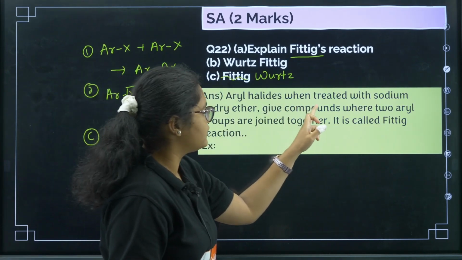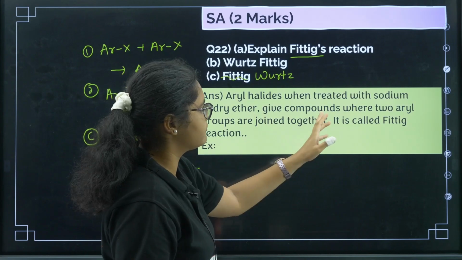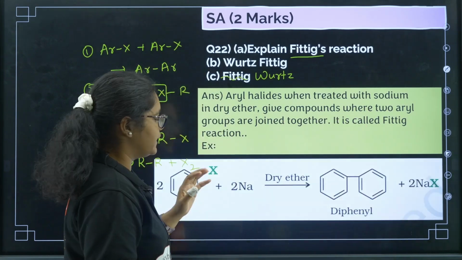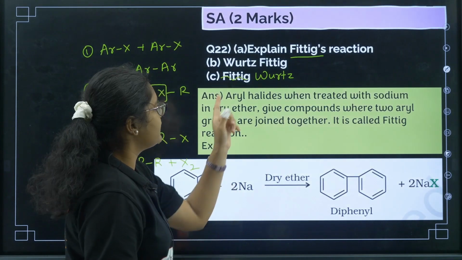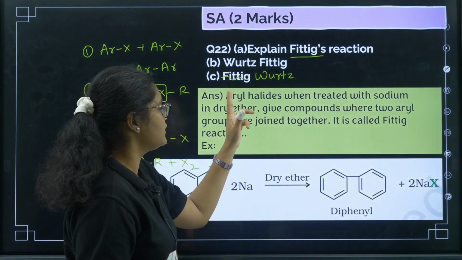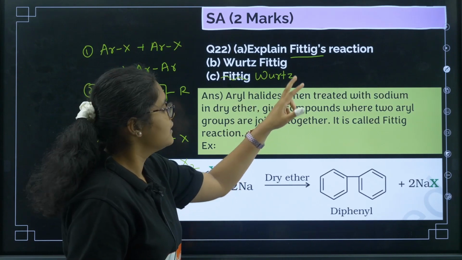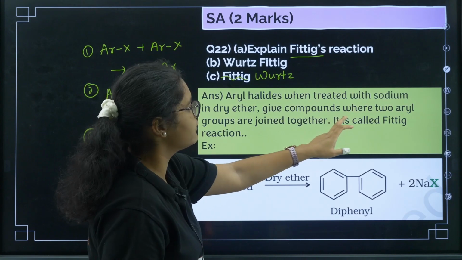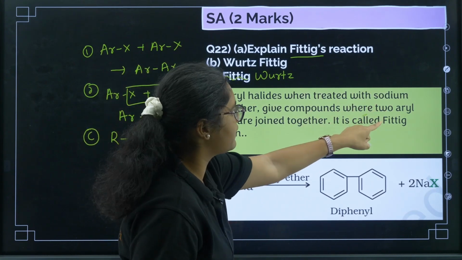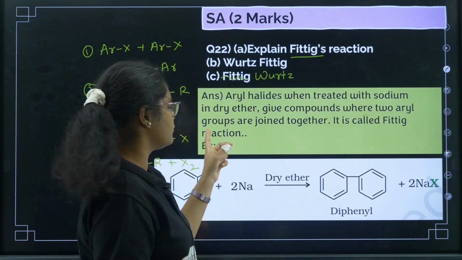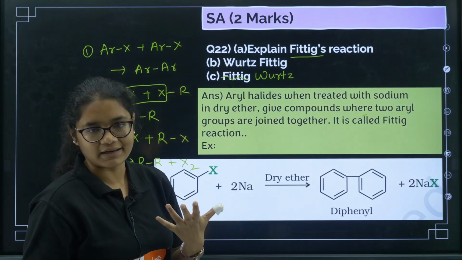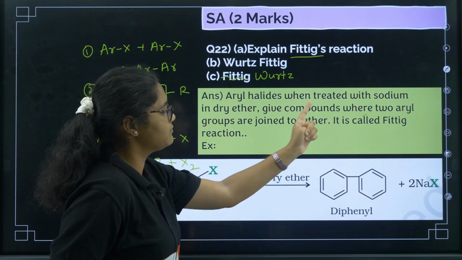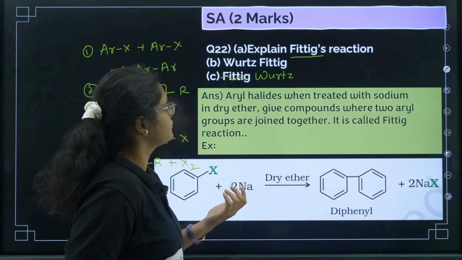Aryl halides, when treated with sodium in dry ether, give compounds where two aryl groups are joined together. It is called Fittig reaction. Example you can see like this. Next, for the Wurtz-Fittig reaction, you have to write: when aryl halide and alkyl halide react with sodium in dry ether to give a compound where one alkyl and one aryl group have joined together, it is called the Wurtz-Fittig reaction. And for the Wurtz reaction, you write the same thing for alkyl halides. That is the definition.